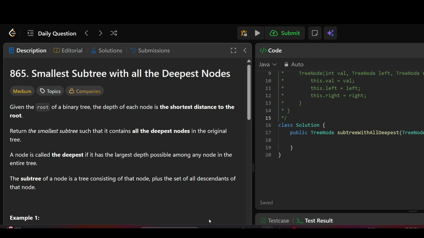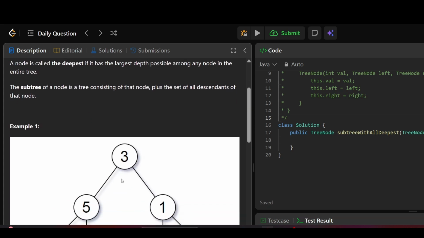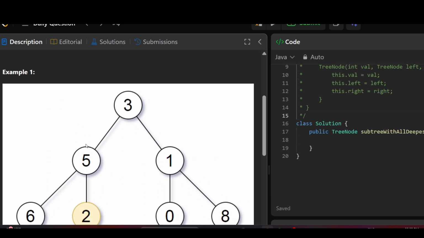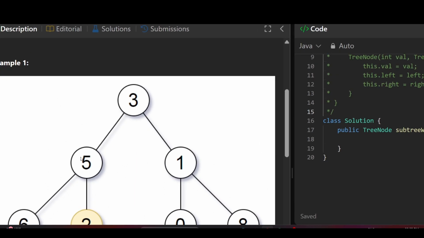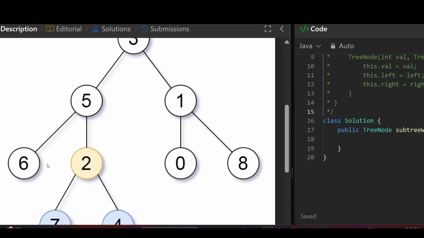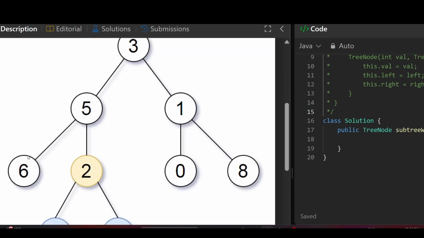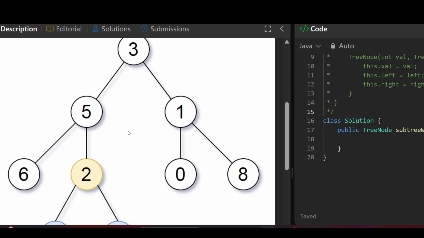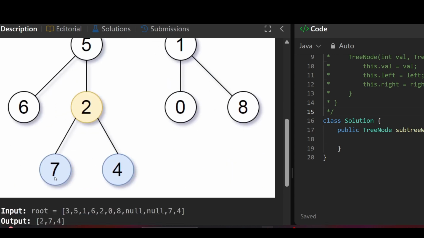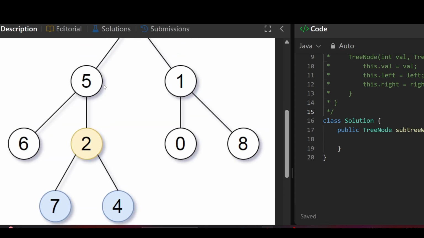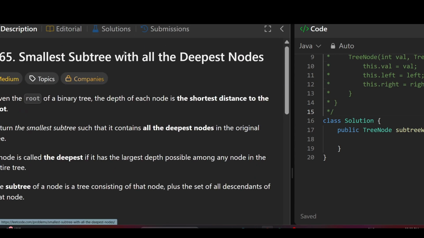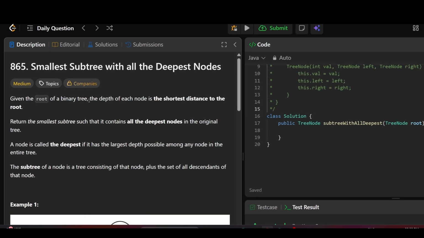Given the root of a binary tree, the depth of each node is the shortest distance to the root. What do they mean by this? So the depth of each node, let's say we take 5, the depth of it from the root is 1, which is the distance from the root. Likewise, the depth of node 6 is 1 and 2. Likewise, the depth of node 7 is 1, 2, and 3. So that's what they mean by the depth of each node is the shortest distance to the root.